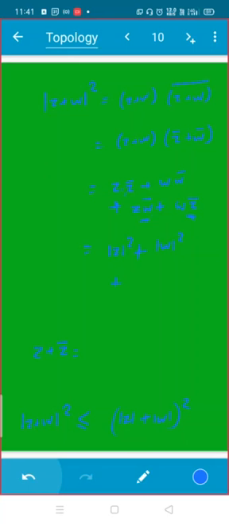Ritika, what is z plus z bar? See, if you take z equal to a plus bi, then what is z plus z bar? 2 times real of z. Correct, exactly. So this is going to be 2 times real of z.